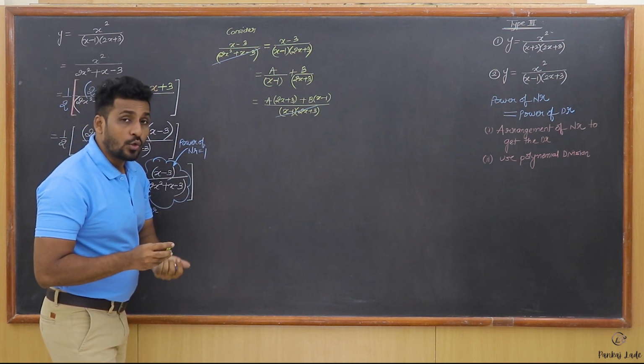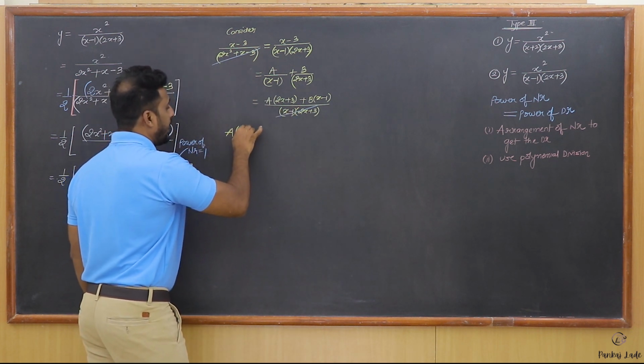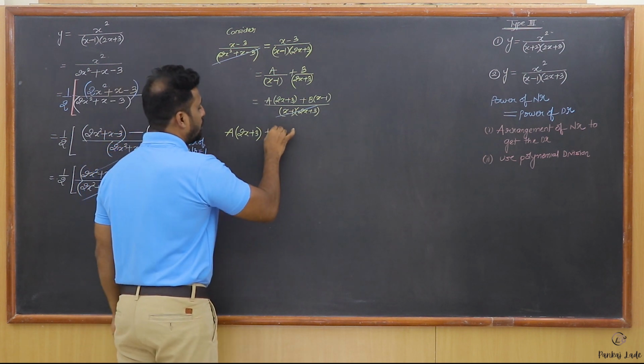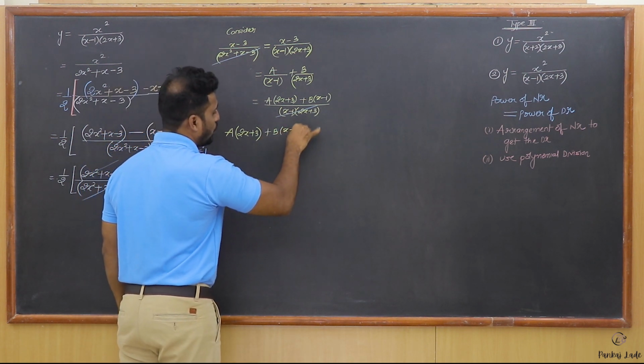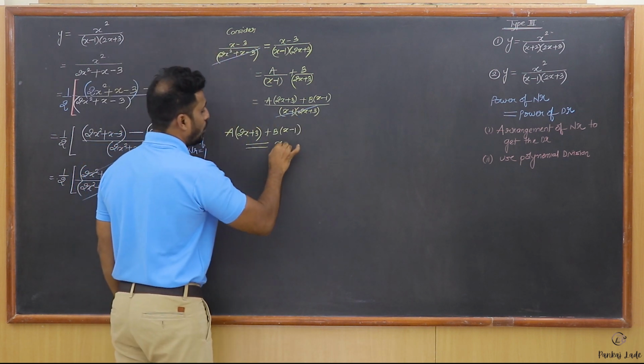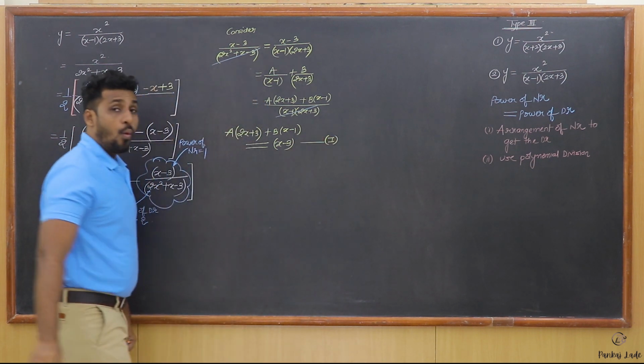So what equation are you going to get over here? The equation that will be formed over here is a into 2x plus 3. I'm going to rearrange the terms, isn't it? Plus b into x minus 1. This is equal to x minus 3. I'm going to call this equation number 1, isn't it?